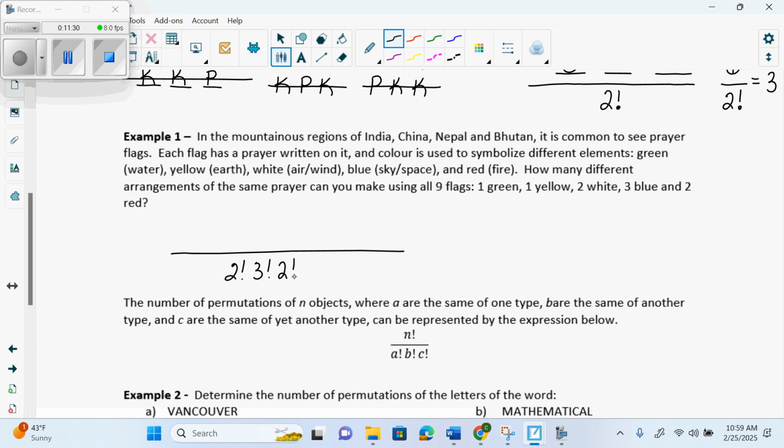Does it say I have to start with a red flag and end in a blue flag or anything like that? No. So how many flags do I have? 1, 2, 3, 4, 5, 6, 7, 8, 9. Can I repeat the same flag? Do I have an unlimited number of flags here? Can I do all red? No. So how many do I have for the first one? 9, then 8, then 7, 6, 5, 4, 3, 2, 1. So technically, I have 9 factorial over 2 factorial, 3 factorial, 2 factorial.